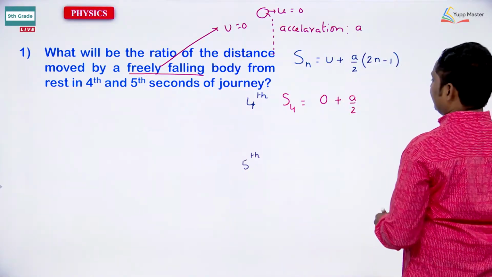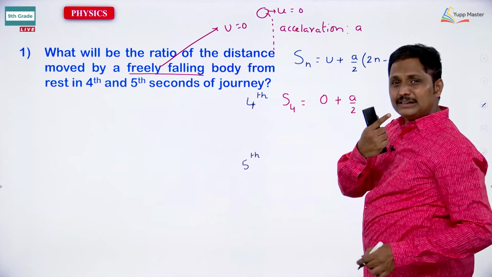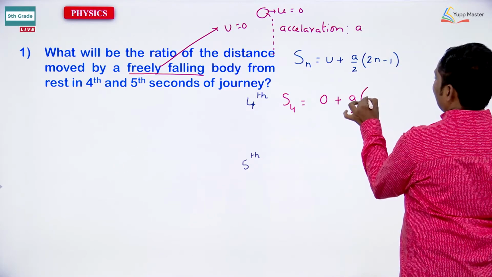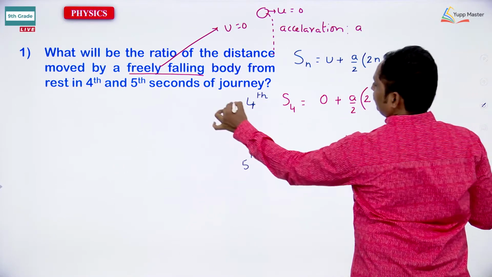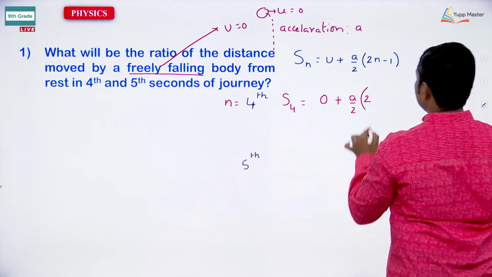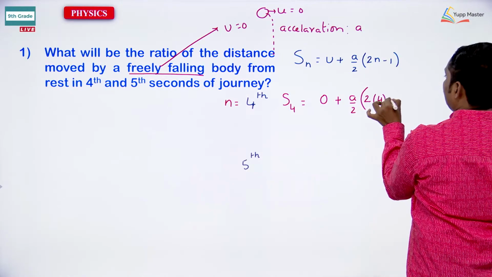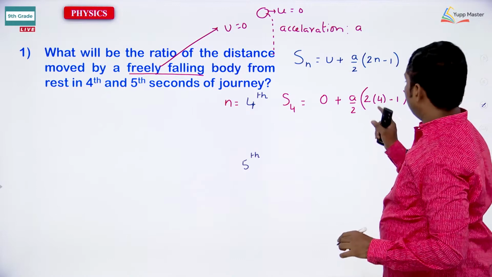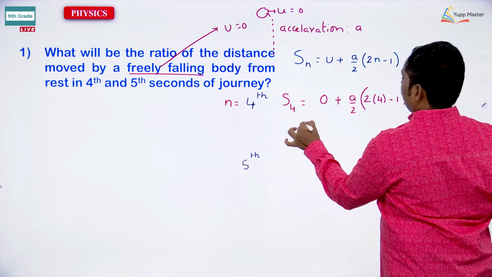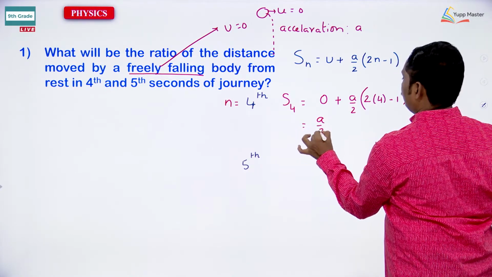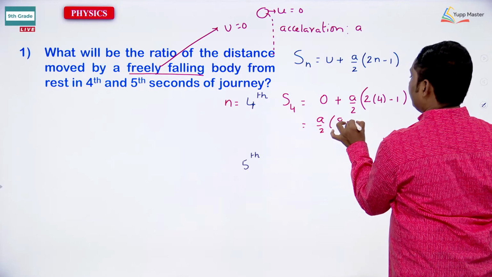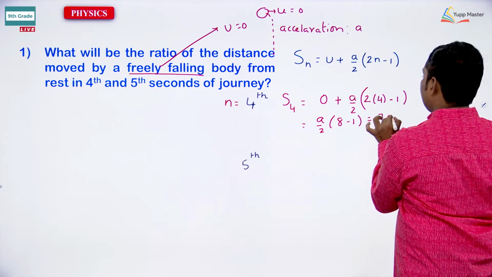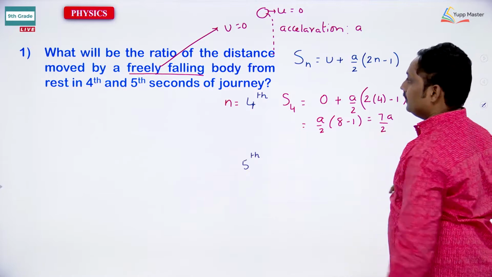Now, you can take the substitution, n is equal to 4, that is 4 into 2. You will find out that a by 2 into (8 minus 1), this is 7a by 2, all right.